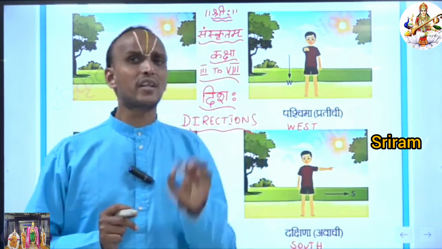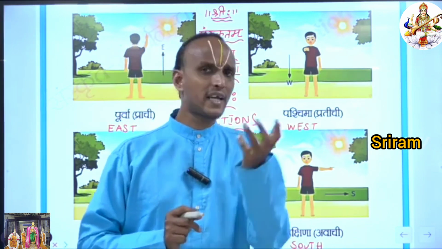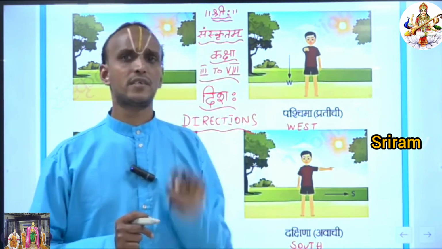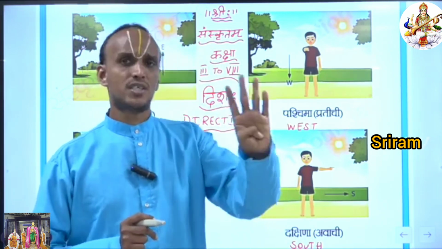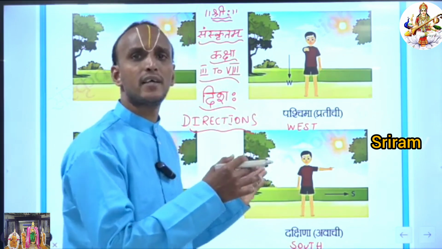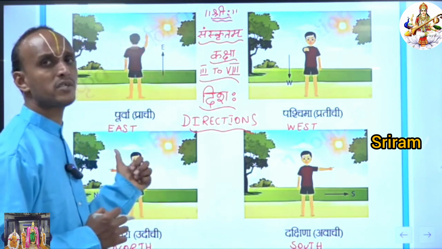How many directions are there? You know, children? You just say yes. You say in English. Yes. East, west, north, south. Right? I will teach you the names in Sanskrit. You just listen, children. First I will read the names. Listen carefully.